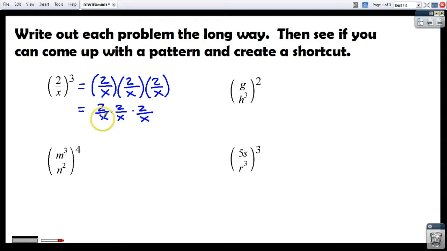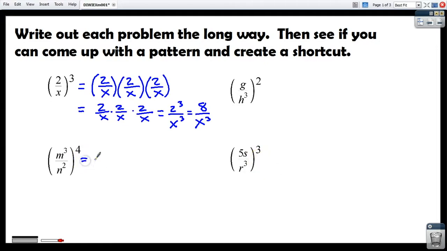In which case, on the top, we've got 2 times 2 times 2, which is 2 to the third power, over x times x times x, which is x to the third power. And since we know what 2 to the third power is, we'll make that 8 over x to the third power. All right, and so we figured out that 2 over x, parentheses, to the third power becomes 8 over x to the third.